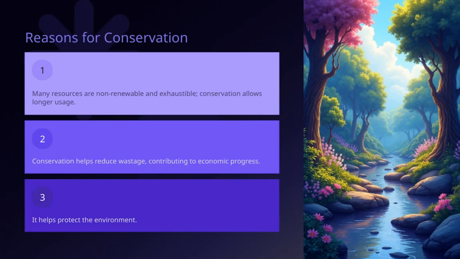Conservation helps protect the environment by ensuring that our natural resources are used wisely. When we conserve, we reduce wastage, which not only benefits the planet but also contributes to economic progress. Many resources we rely on are non-renewable and exhaustible, meaning they can run out if we're not careful. By practicing conservation, we can extend the availability of these resources, making sure they last longer for future generations. So, the reasons for conservation are really about safeguarding our environment, promoting sustainable use, and supporting long-term economic stability.